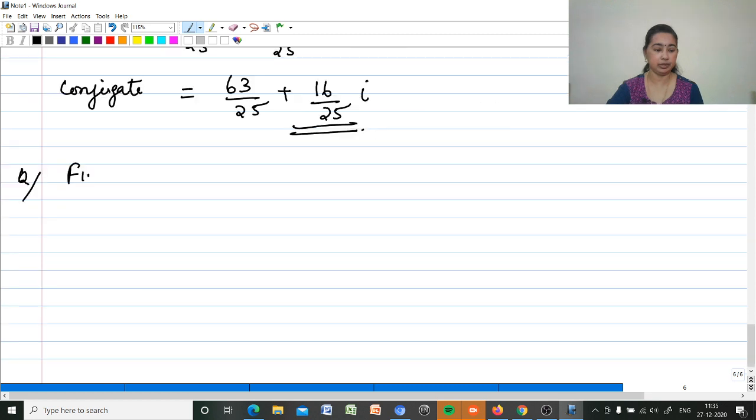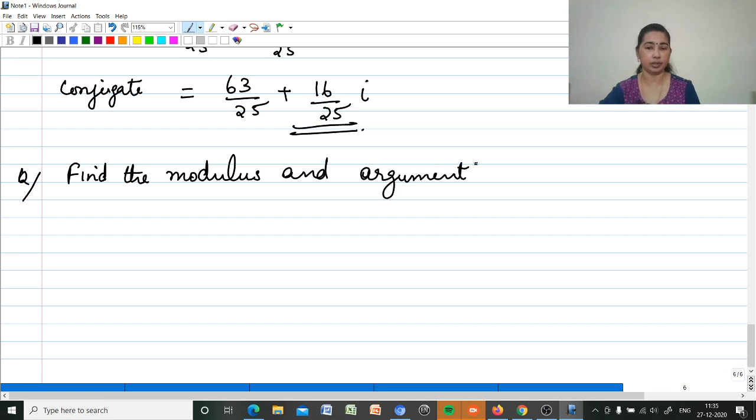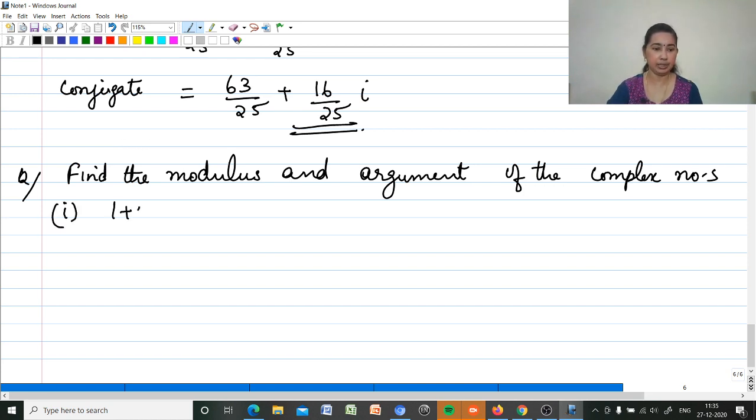Find the modulus and argument of the complex numbers. First question, 1 plus i divided by 1 minus i, and second question, 1 by 1 plus i. So we'll start with the first one. So find the modulus and argument of the complex number.